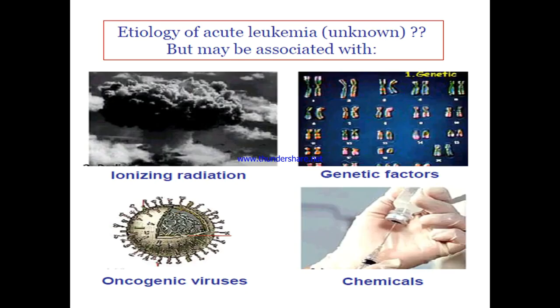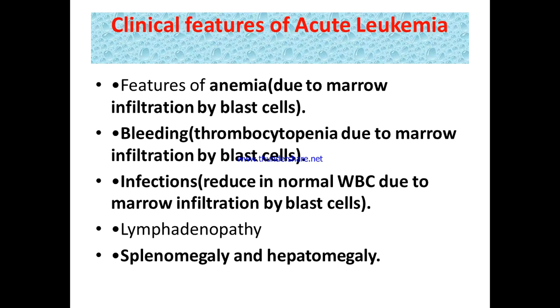Etiology of acute leukemia: of course, there are no exact etiologies or causes for the development of acute leukemia, but as we know, ionizing radiation, oncogenic viruses like Epstein-Barr virus, human herpes virus 6, or human T-cell leukemia virus, genetic factors, and chemicals like alkylating agents or other strong chemicals may be an etiology for acute leukemia.